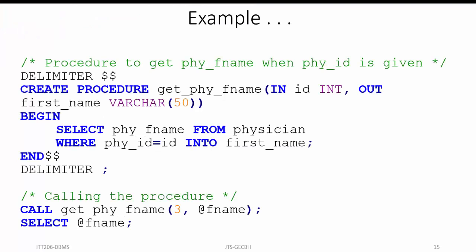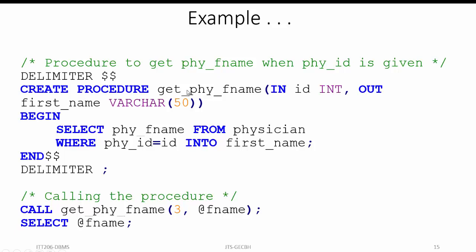Now this is an example which is actually interacting with the database. This procedure is to find a physician's first name when the ID is given. ID is an input parameter and first name is the output parameter. So IN ID and OUT first name.